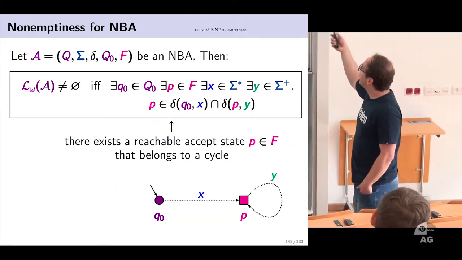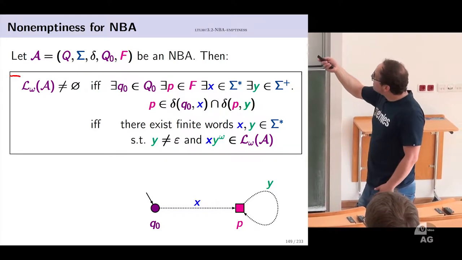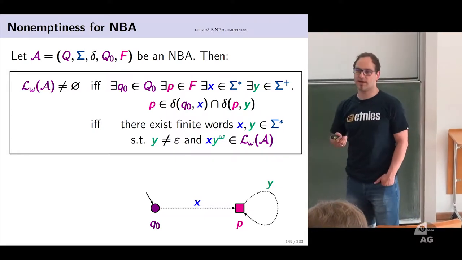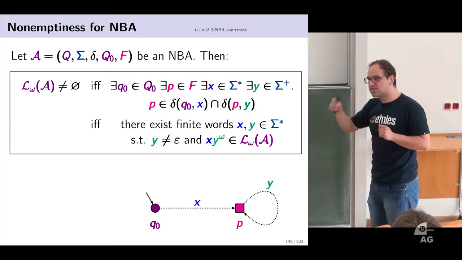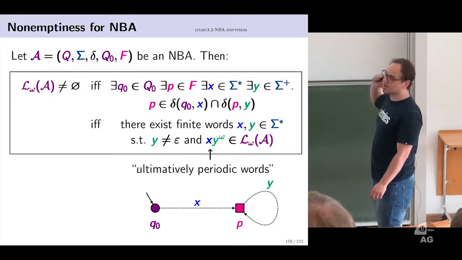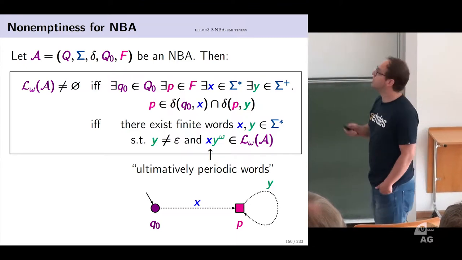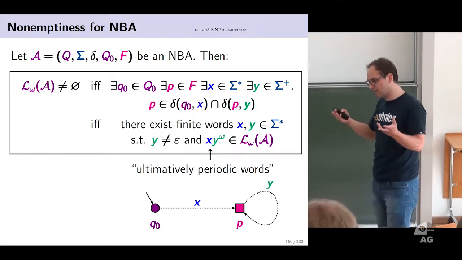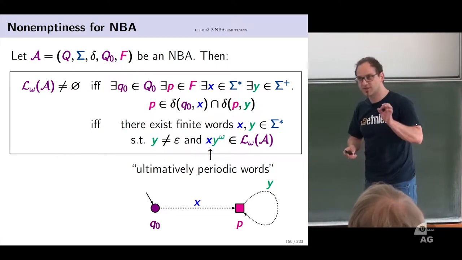But this whole proof gives you even more. It gives you that if the language of the automaton is non-empty, then there are very special words that we recognize. Special in the sense that they have this form, some finite prefix x, and then repeating the same word over and over and over again. This is what is called ultimately periodic words. And this is also a very interesting property. So when the language of the automaton is non-empty, if you want to check whether this is the case, it suffices to look for very special words, namely ultimately periodic words. Okay?